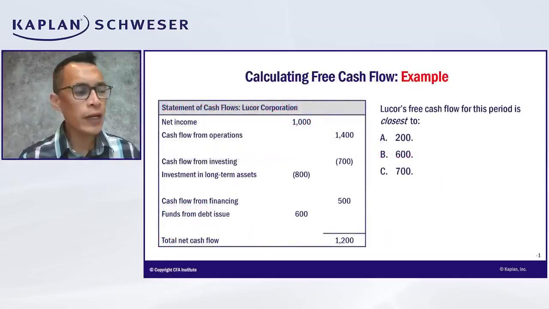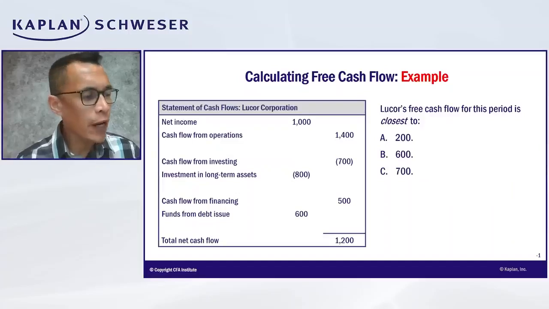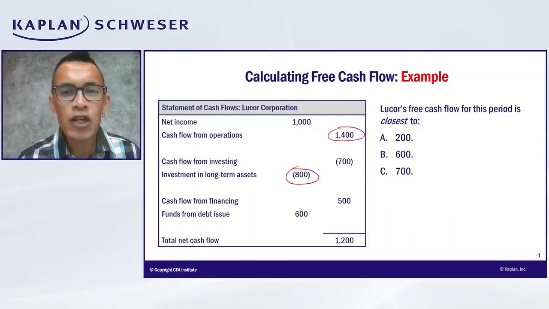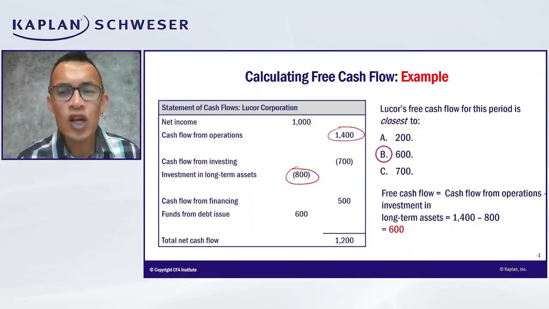Now for us to calculate free cash flow, which is a relatively straightforward two-step calculation. As we recall, the starting point for the calculation using this data should be 1,400, the cash flow from operations. And from there, we are going to deduct the investment in long-term assets of 800. So that should get you to 600, and the correct answer in this case would be B.